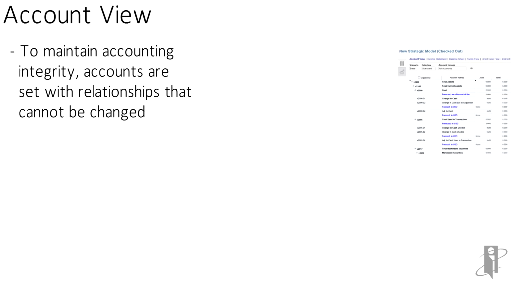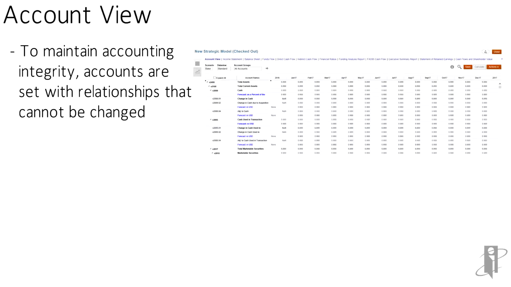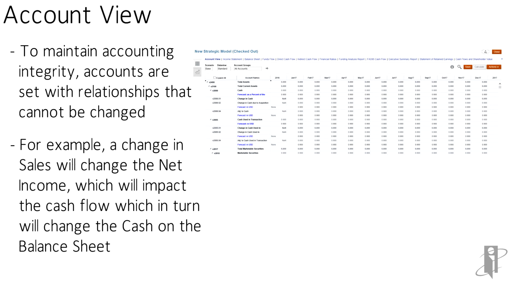Another thing about the account view that I'd mentioned before is that it has accounting integrity. This means that each account has its own special relationships with its other accounts according to GAAP or IFRS. So, for example, a change in sales is going to change your net income, which will impact the cash flow, which will in turn change the cash on the balance sheet. So you really can't cheat it. Anytime you start changing some numbers, and if you go out of scale, you may notice certain things like it starts taking out more debt for you, or maybe it starts paying more dividends, depending on some of the settings that you select.